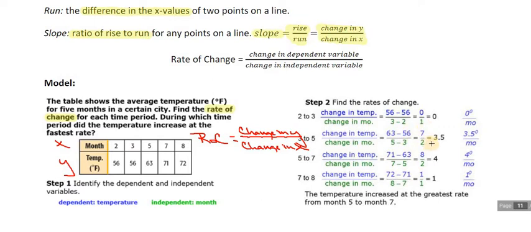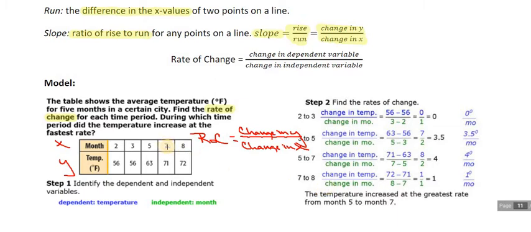So 7 over 2 gives us a rate of change of 3.5. Next time period, from 5 to 7. If I find the change in y's, 71 minus 63 is 8, so the temperature increased by 8, and the time period was a change of 2 days, 7 minus 5, so 8 over 2 is 4.